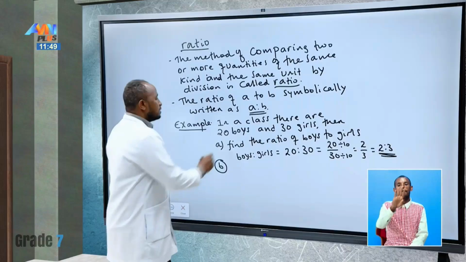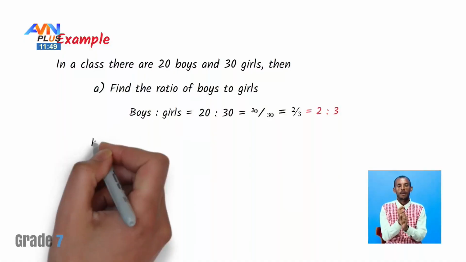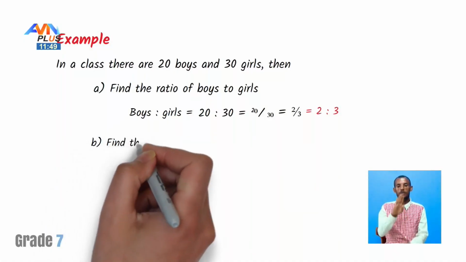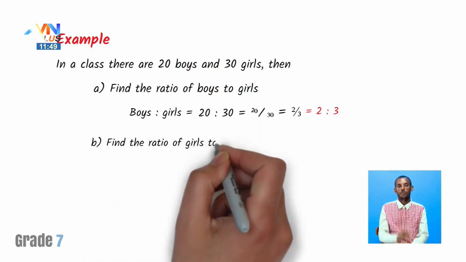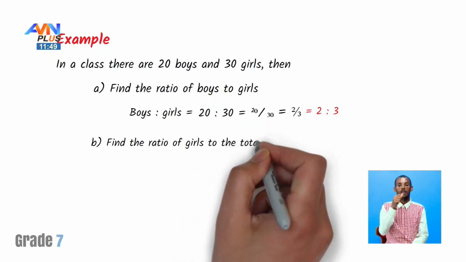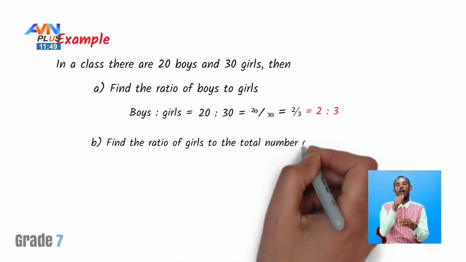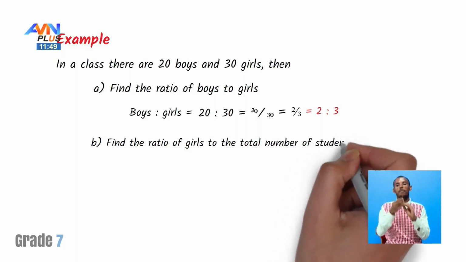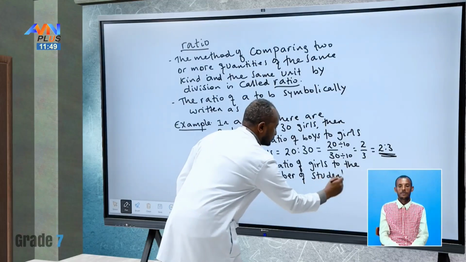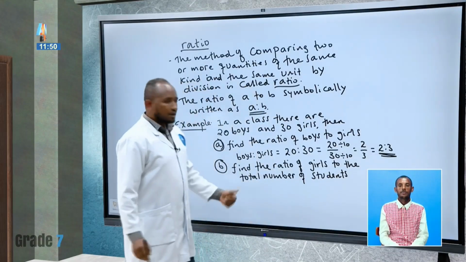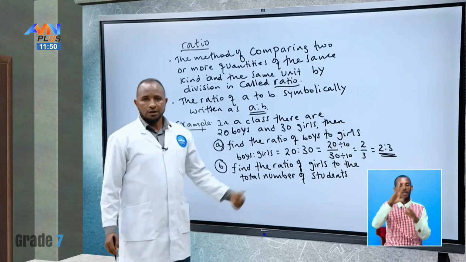B, find the ratio of girls to the total number of students. Please try this question. I'll give you 20 seconds for this.